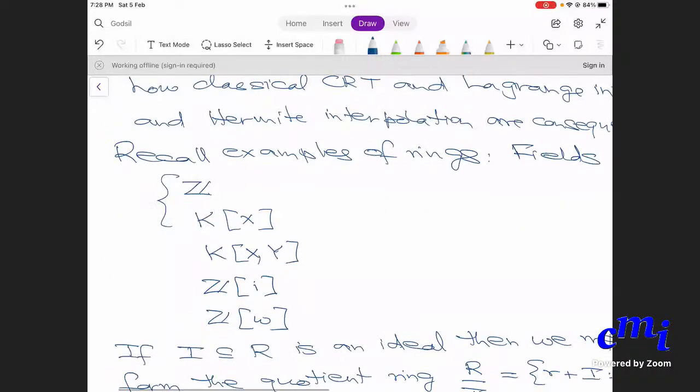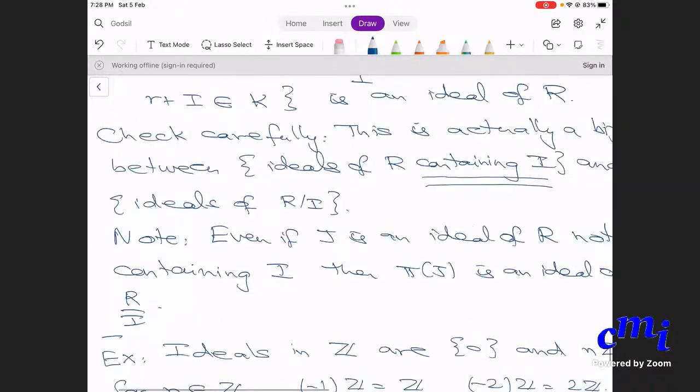So all these examples of rings, fields, Z, K[x], K[x,y], Z[i], Z[omega], all of these are examples of integral domains. You cannot multiply two non-zero elements and get 0. So if all of these are examples of integral domains, why are we ever considering other kinds of things? The reason we are considering other kinds of rings is these are not the only examples. As I said, to get lots of examples of rings, you begin with these and then take quotients by ideals. If you take the quotient of a ring by an ideal, then you get a quotient ring, and that quotient ring may no longer be an integral domain. So let's get to that.